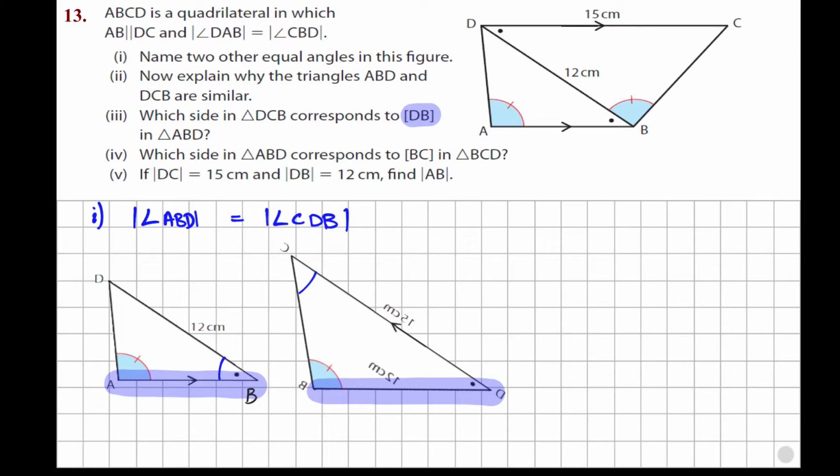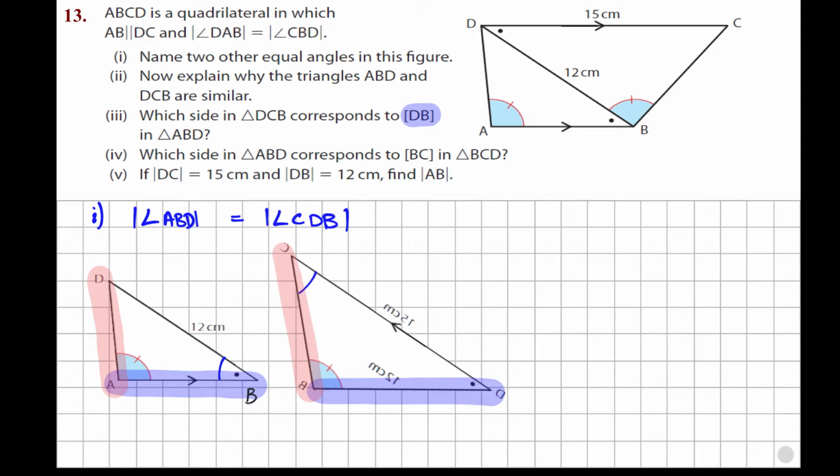So the answer there, which side corresponds to DB? The side that corresponds to DB is AB. Which side in ABD corresponds to BC? So BC is here. The corresponding side in the corresponding triangle is going to be this side, obviously. So DA, isn't it?